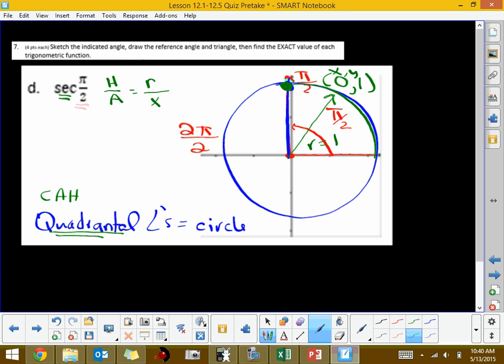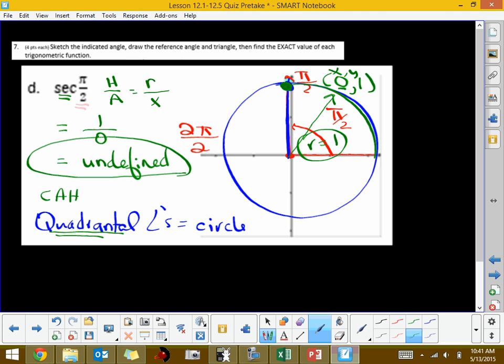and the adjacent side is always the x. So in order to do this, we want to find the length of the radius, which we have declared to be 1, divided by the x value, which is 0. So it's 1 divided by 0, which anytime you divide by 0 is undefined. So the answer to this ratio is undefined because we're dividing by 0.